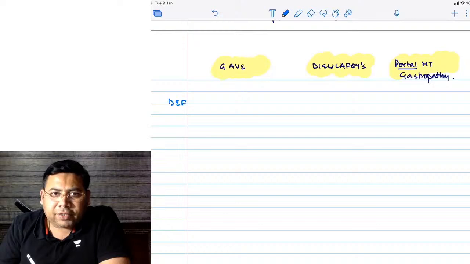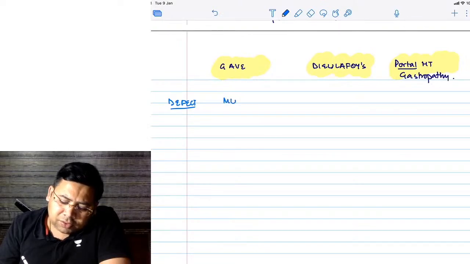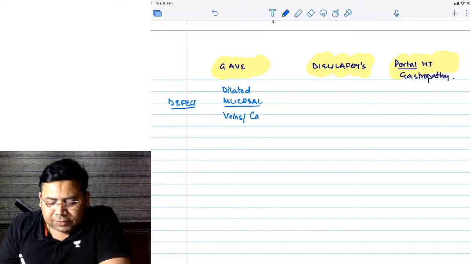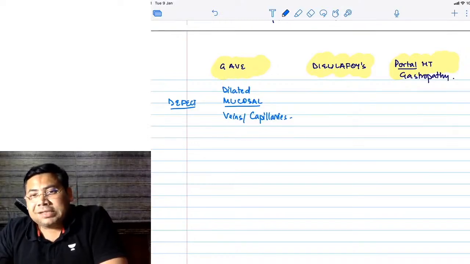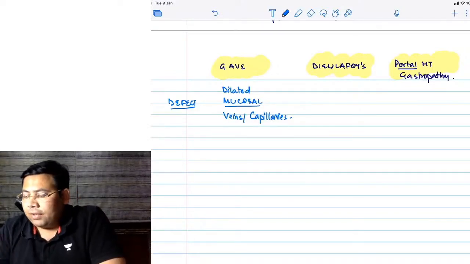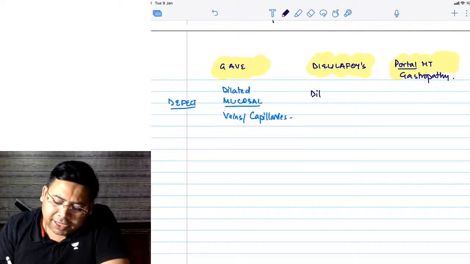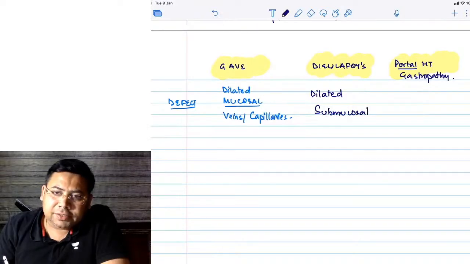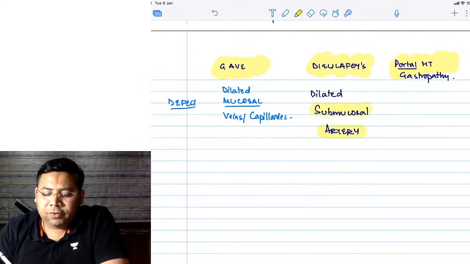So if we talk about the defect, it is mucosal, so dilated mucosal veins and capillaries. If you talk about, like Amara, you were telling dilated submucosal vein, and this is where everyone plays with. So it's Dieulafoy lesion that you have to remember. It is dilated submucosal arteries. Are you getting? So dilated submucosal artery, this is what is known as Dieulafoy lesion.